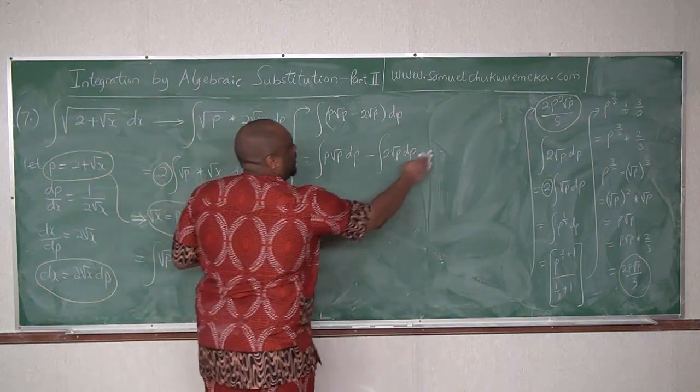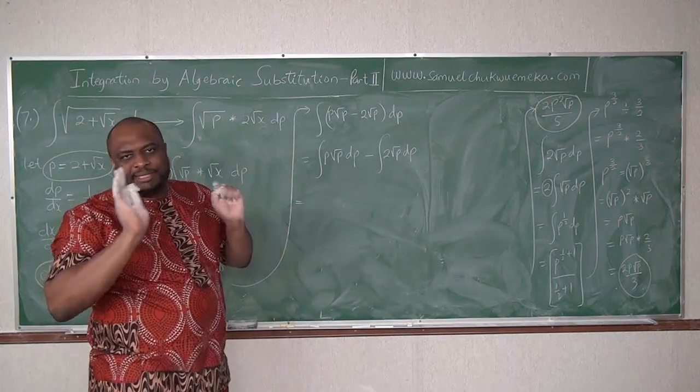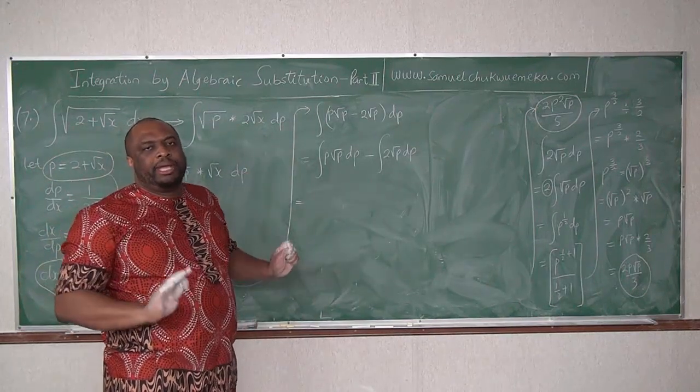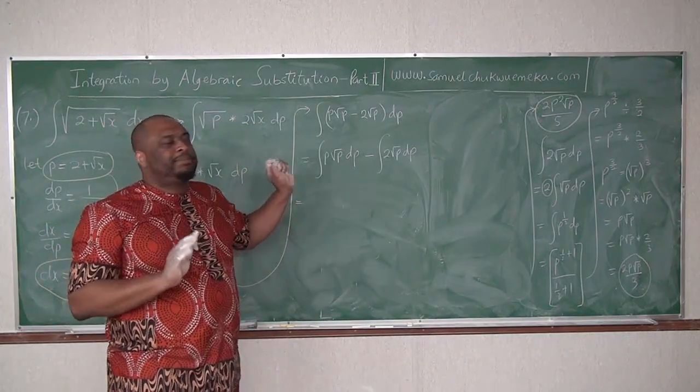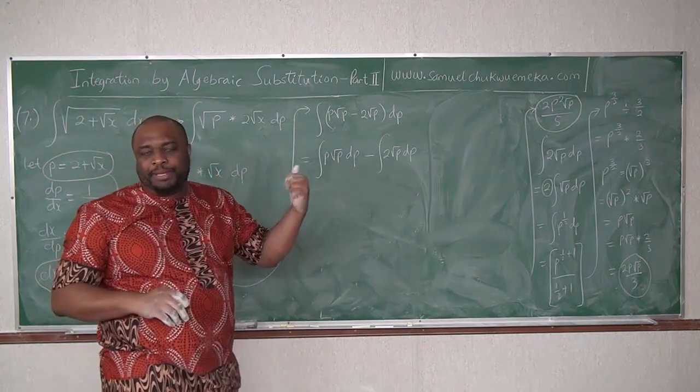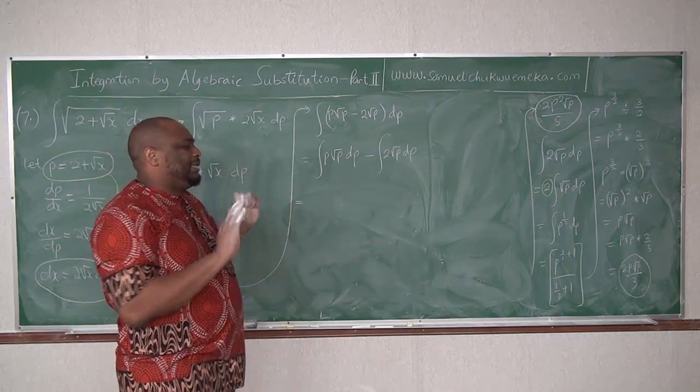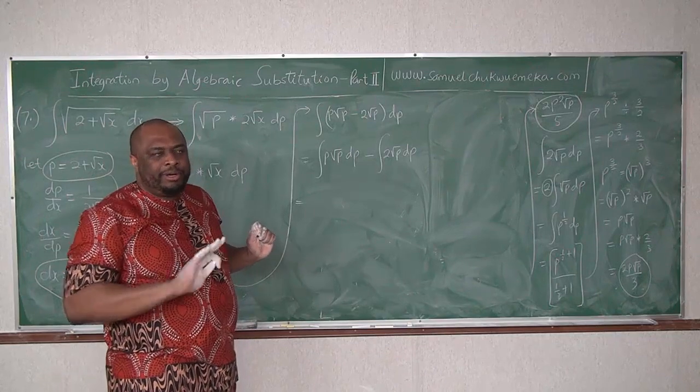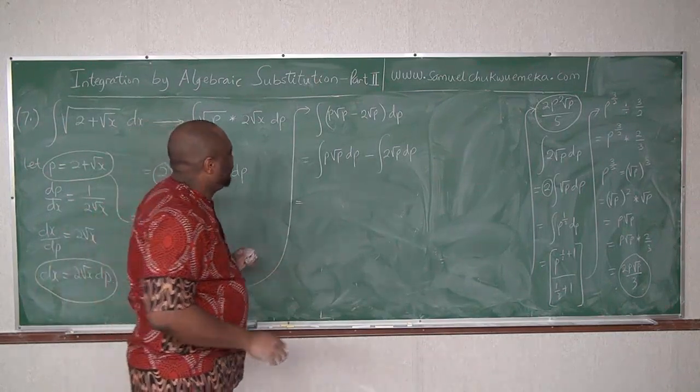So let us not worry about C until we are done. We'll put C when we have substituted back in x for the u. So let's not worry about the arbitrary constant till the last answer.